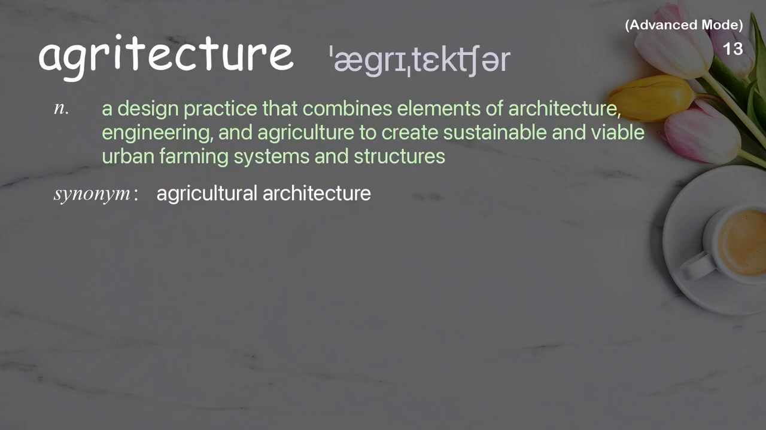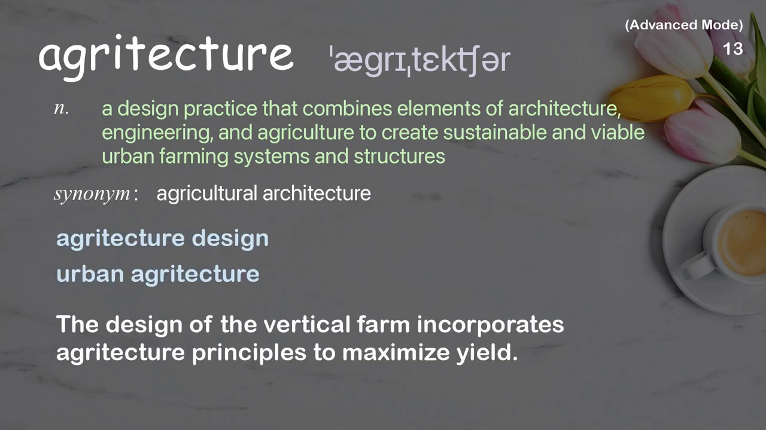Agriculture. A design practice that combines elements of architecture, engineering, and agriculture to create sustainable and viable urban farming systems and structures. Examples: agriculture design, urban agriculture. The design of the vertical farm incorporates agriculture principles to maximize yield.